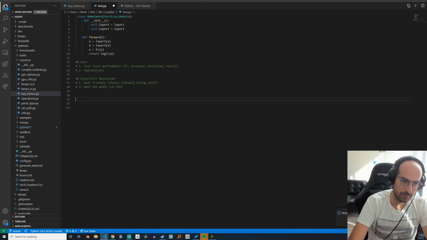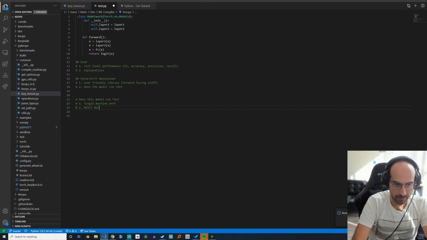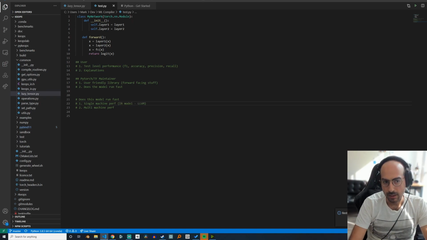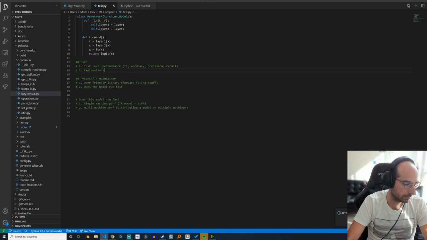There are two aspects to this question: does this model run fast? One is what I'm going to call single machine perf, and the other is multi-machine perf. Here, for single machine, we're going to have some sort of intermediate representation for models, a VM, to make sure that this runs quickly. And as far as multi-machine perf, what we're worried about is distributing a model on multiple machines.